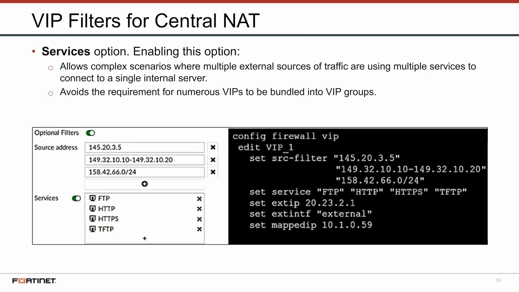The Services option has been added to VIP objects. When services and port forward are configured, only a single mapped port can be configured. However, multiple external ports can be mapped to that single internal port. This configuration was made possible to allow for complex scenarios where multiple sources of traffic are using multiple services to connect to a single computer, while requiring a combination of source and destination NAT and not requiring numerous VIPs to be bundled into VIP groups. VIPs with different services are considered non-overlapping.